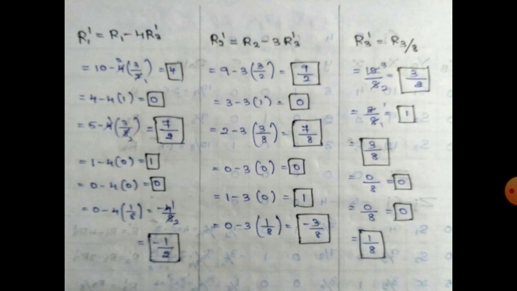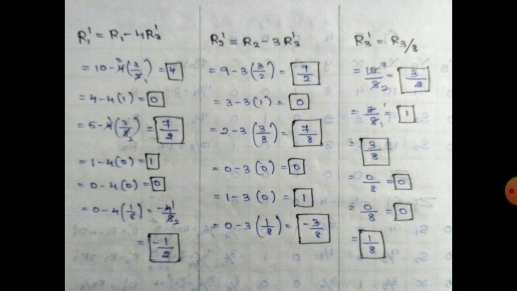The next we have to come with R2 dash value. R2 dash values are R2 minus 3 times of R3 dash. So first you write R2 values: 9, 3, 2, 0, 1, 0. Minus 3 times, you have to put each and every line. In brackets you write the values of R3 dash, that is 3 by 2, 1, 3 by 8, 0, 0, 1 by 8. Now you have to simplify. 9 minus 9 by 2, so take LCM as 2, means 18 minus 9, that value will be 9 by 2. The next, 3 minus 3 is equal to 0.